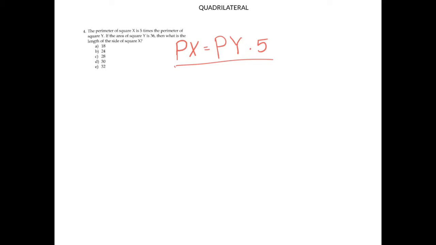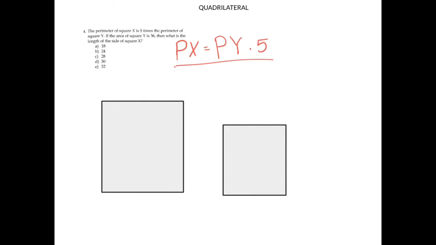Now, let's draw two squares, which will represent the x square and the y square. Take one big square, and then we'll draw a slightly smaller second square. We know that square x is bigger because the perimeter of square x is 5 times larger than the perimeter of square y. So we can label the larger square as x and the smaller square as y.